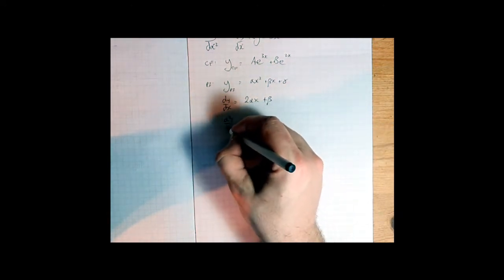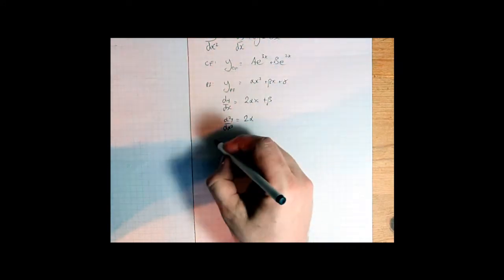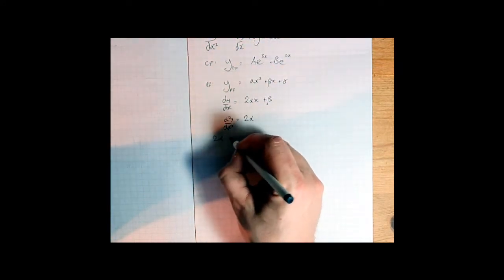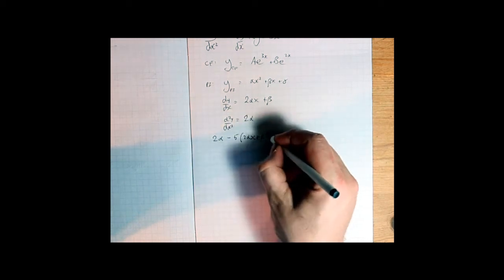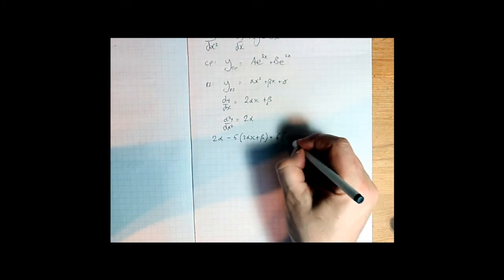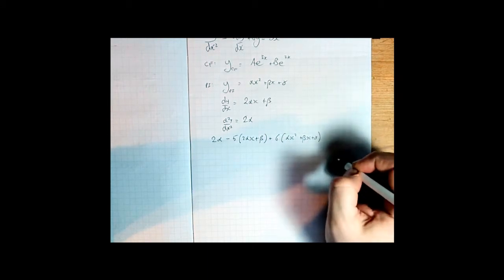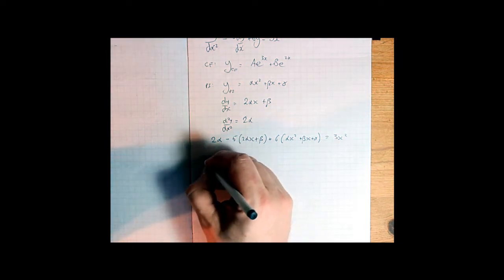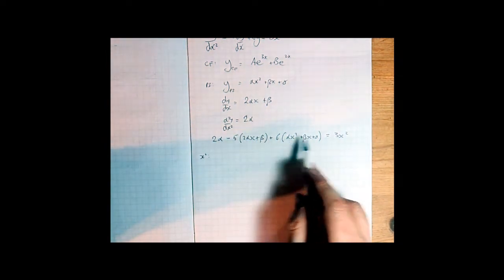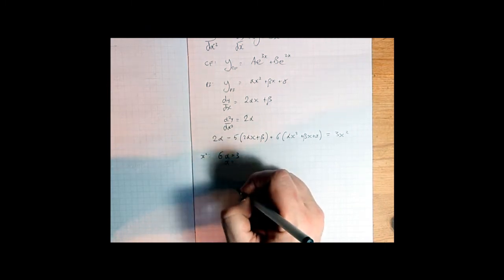Second derivative is 2 alpha. Substitute into my original equation, so 2 alpha minus 5 times (2 alpha x plus beta) plus 6 times (alpha x squared plus beta x plus gamma) equals 3x squared. Compare my coefficients of x squared. 6 alpha is 3. So alpha is a half.